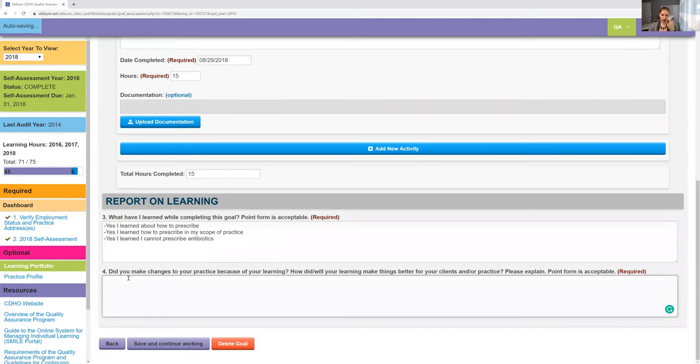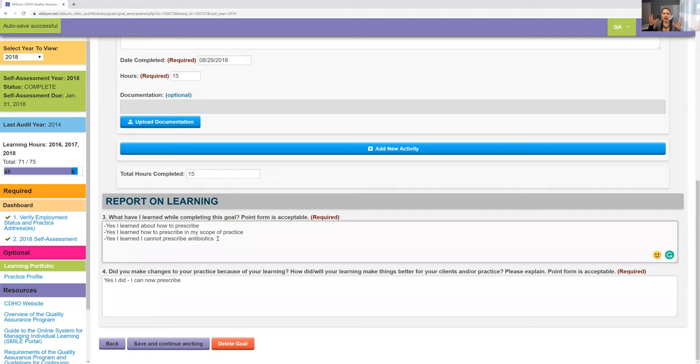But then for number four, how did you change your practice because of your learning? I've had people say, yes, I did. I can now prescribe. Okay, so this is literally all that people are writing. Not in these exact words, but you get the idea. Do you see how this is not very exciting? Somebody from the CDHO would be reading this and going, okay, she learned how to prescribe. She learned that she can prescribe within her scope of practice. Okay, she learned she can't prescribe antibiotics. I hate to say it, but it sounds like a child wrote this, right?